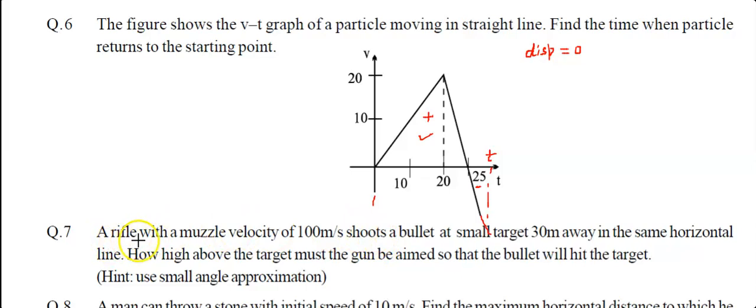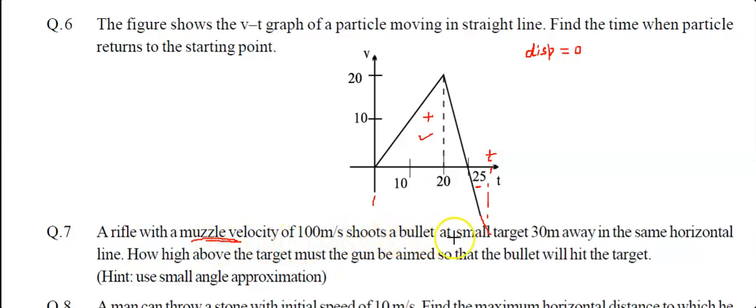Question number 7 says a rifle with muzzle velocity. You might get this kind of term, muzzle velocity. Muzzle velocity means the velocity of the bullet with respect to the barrel. So when you fire a bullet from a gun or rifle, whatever velocity that bullet comes out with with respect to the barrel is called muzzle velocity.